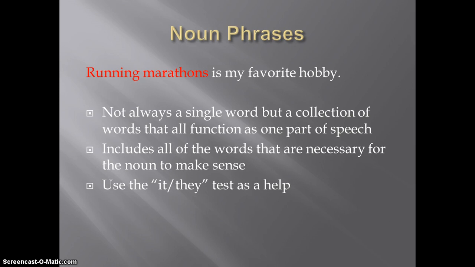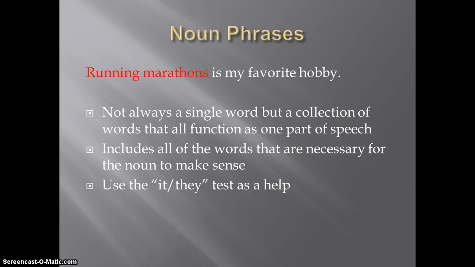So running marathons is my favorite hobby. Running marathons is a complete noun, even though there are two words. Because marathons, I guess that could be a hobby, but what's a marathon? You don't just marathon, you run a marathon. And so then running becomes a part of that noun phrase. So running marathons is a complete noun by itself. Okay, so it's two words that are functioning as one part of speech. So again, this is why context is so important when identifying the parts of speech.